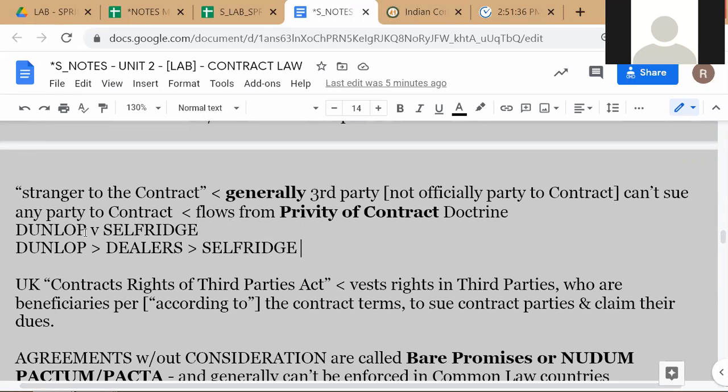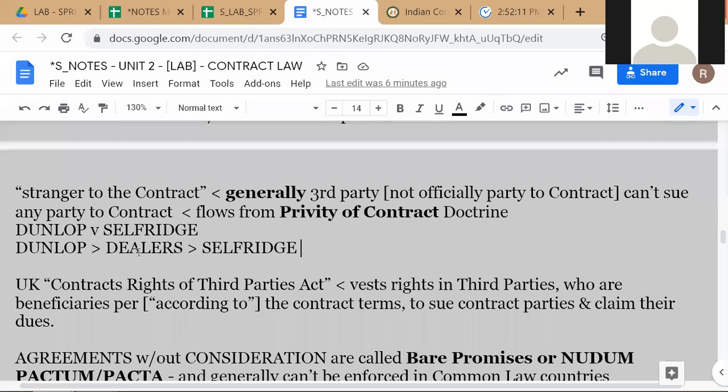It is basically Dunlop versus Selfridge. Dunlop, as you know, is a tire maker. Selfridge is a department store. The manufacturers have been selling tires to a wholesale dealer, and then the dealer has sold them onwards to Selfridge, the department store. This is a retail interface. This is how business works: you have the manufacturer, the wholesale dealer, and then the wholesale dealer sells to the retail outlet, which is Selfridge.